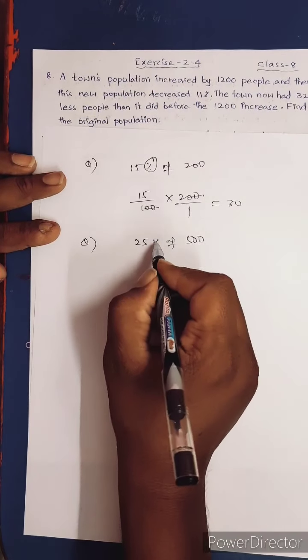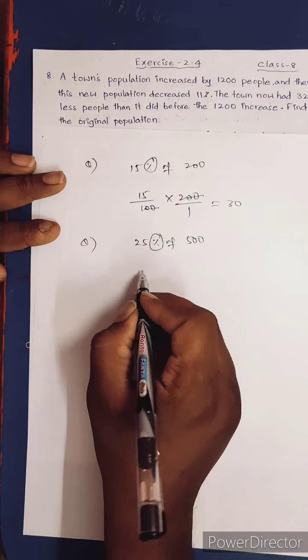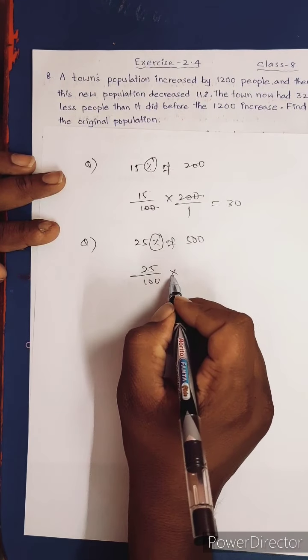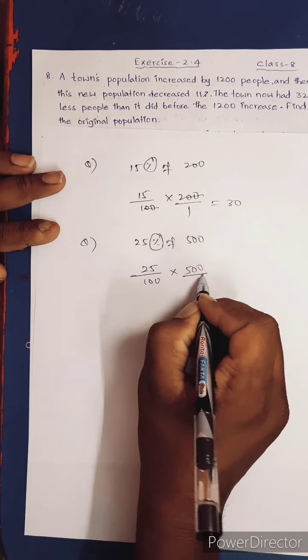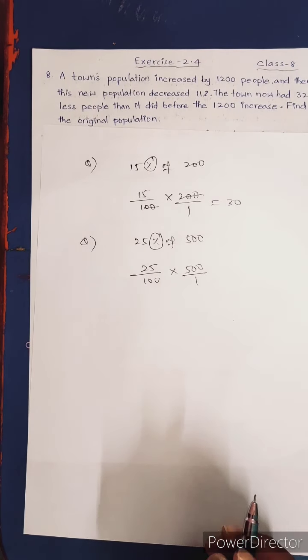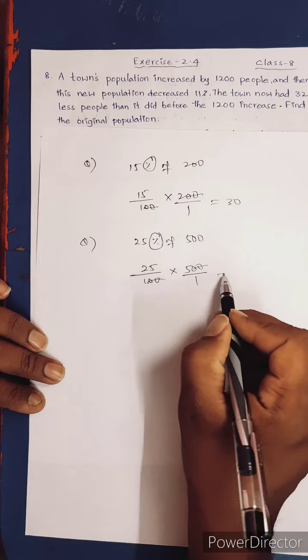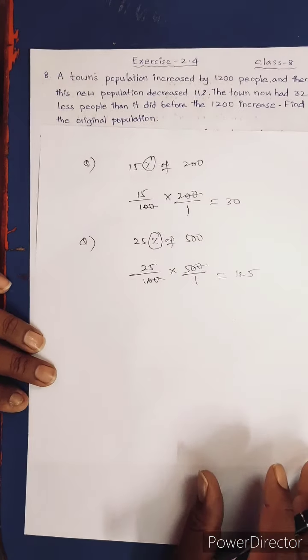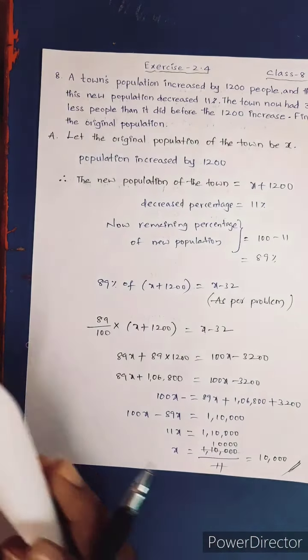Then whenever you want to remove the percentage, just divide by 100, and 'of' means multiplication, into 500. Nothing is there in the denominator, so 1. Two zeros cancel. 25 5s are 125. If you practice some more problems, then you can understand easily.